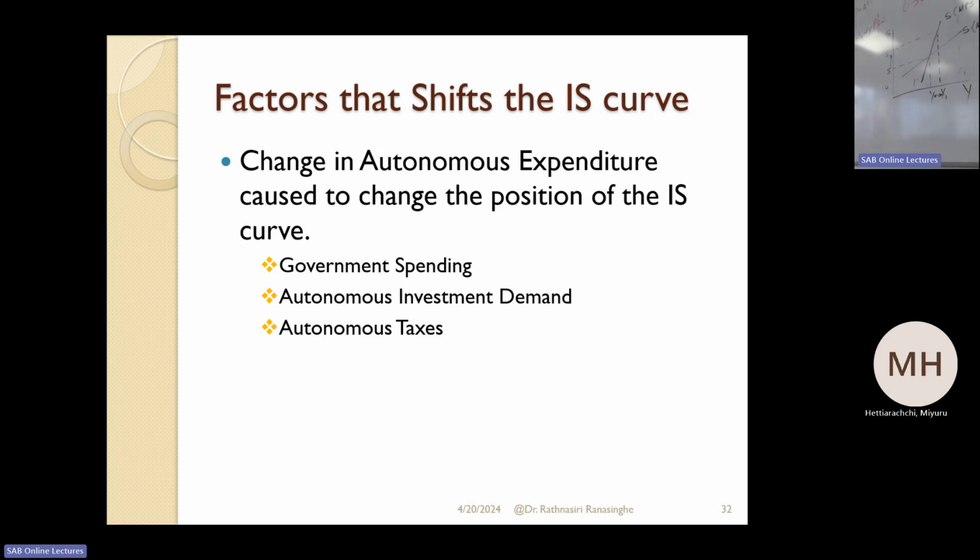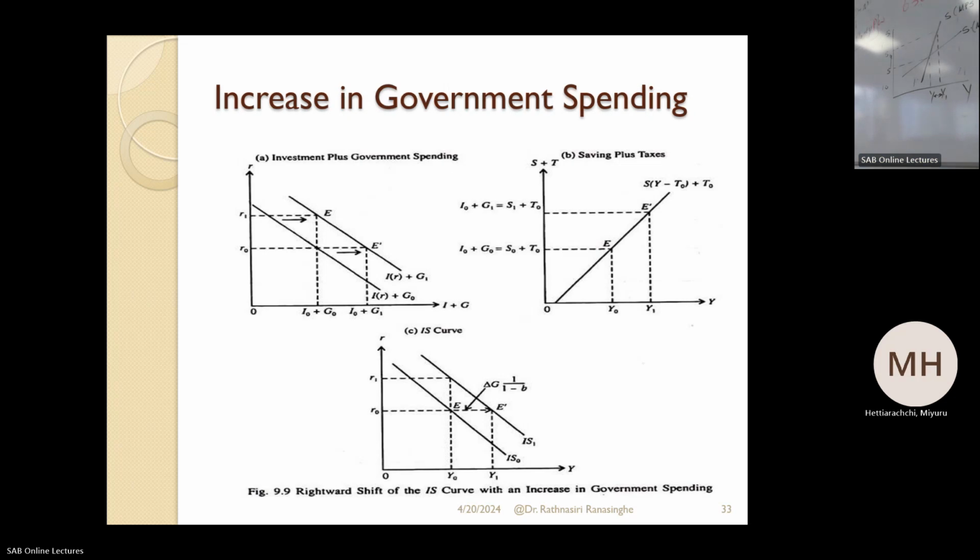We can prove graphically how these changes in autonomous expenditure shift the IS curve, right or left. For example, take government expenditure. This is our investment curve, and this is the savings curve. Now here we write I(r) plus G. This is not the investment; in the government sector, this is called the injection curve.